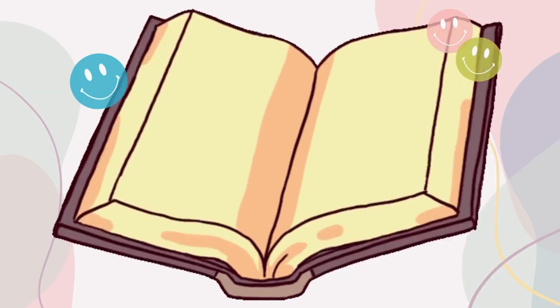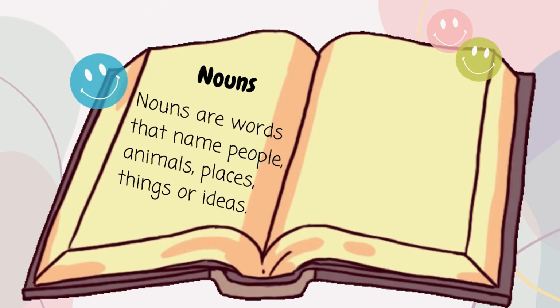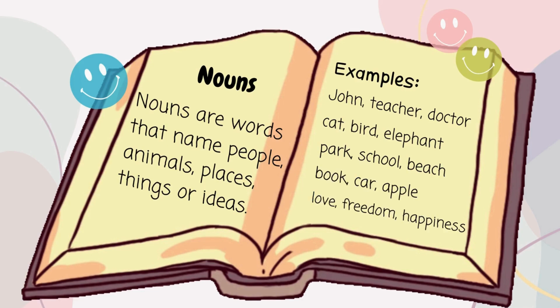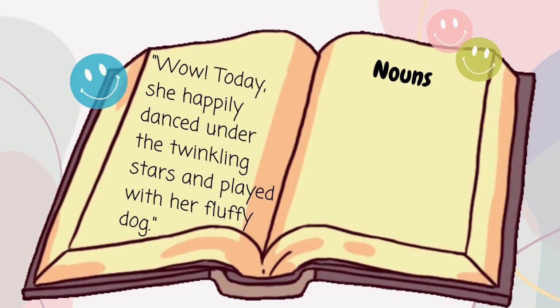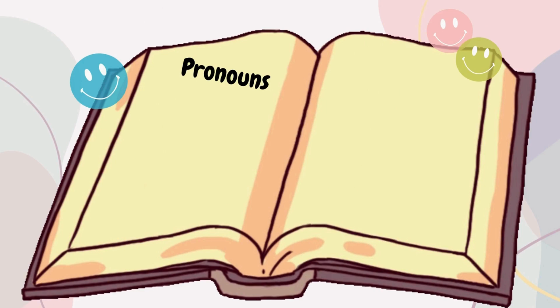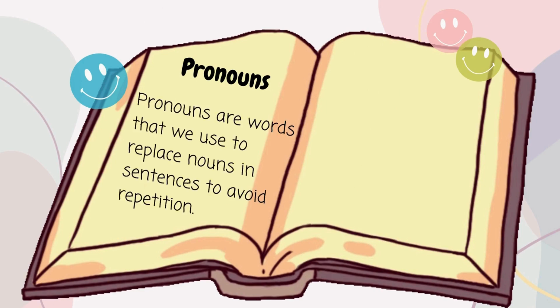Let's do it. Nouns. Nouns are words that name people, animals, places, things, or ideas. Examples: people, John; teacher, doctor; animals, cat; bird, elephant; places, park, school, beach; things, book, car; apple, ideas; love, freedom, happiness. Now, let's find the nouns in this sentence. Today, stars, dog.